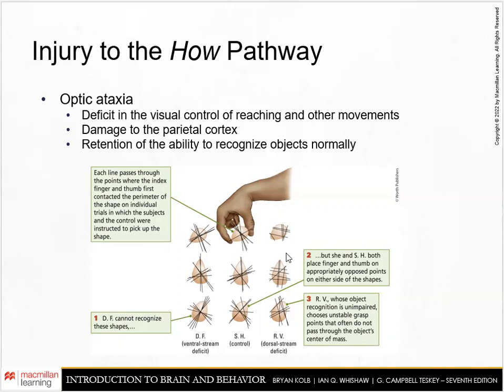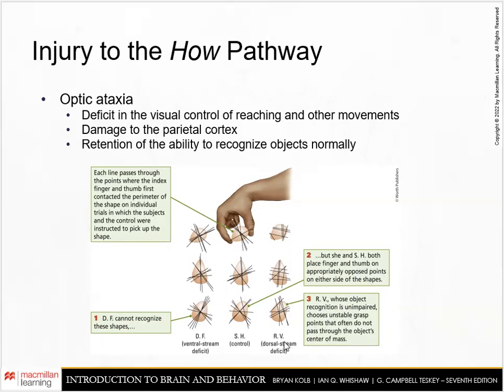So here we have this other example of a patient, and in this case, each line passes through the points where the index finger and thumb first contacted the perimeter of the shape on individual trials in which the subjects and the controls were instructed to pick up the shapes. So DF isn't able to recognize these shapes, not able to do it. But she and SH, the control, this is a person who's entirely healthy, they both place their finger and thumb at appropriately opposed points on either side of the shape each time, consistently.